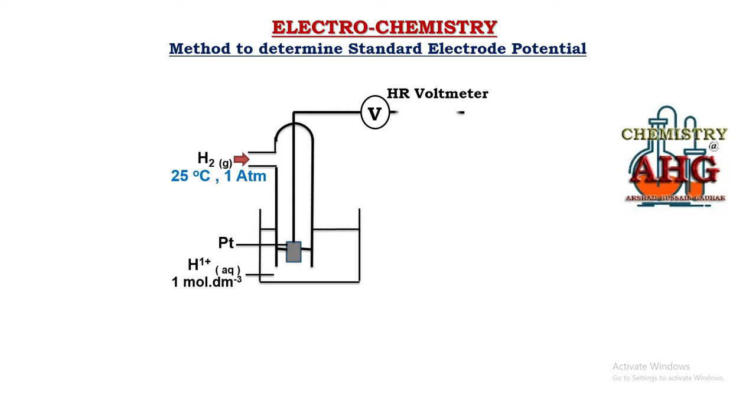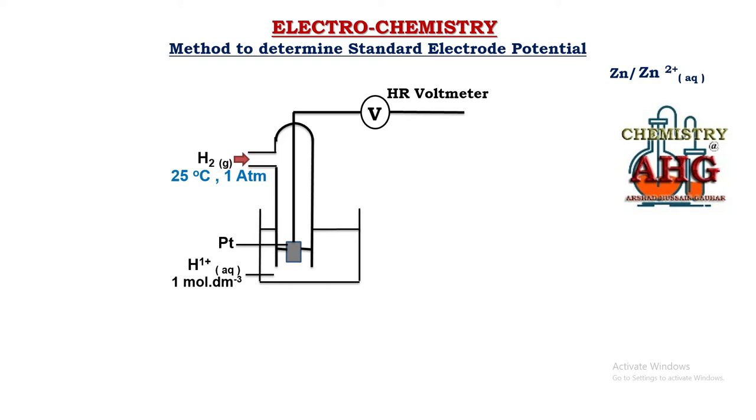The other terminal of the voltmeter is connected to the half cell of that element whose electrode potential we want to determine. In this example, we are going to determine the standard electrode potential for the element zinc. So on the other side we will place the zinc half cell, and we will connect the second terminal of the voltmeter to the zinc half cell.